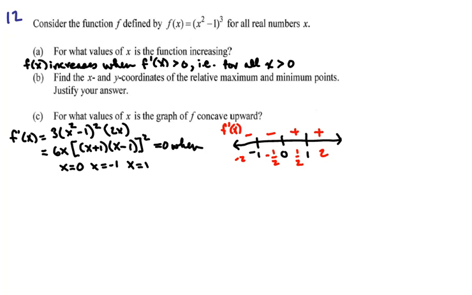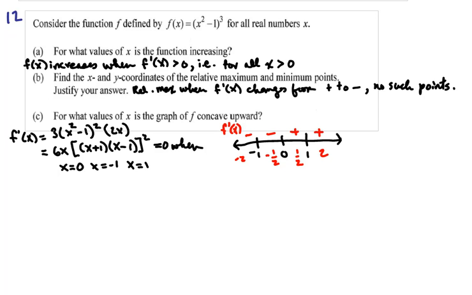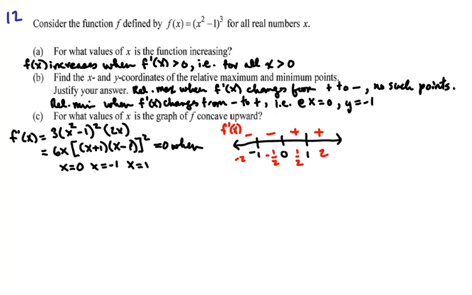Second, we want to find the x and y coordinates of the relative maximum and minimum points. Well, the relative max will occur whenever f prime of x changes from positive to negative, but there are no such points from our sign chart. The relative minimum will occur when f prime of x changes from negative to positive, and that happens when x is 0, y is negative 1. We find the y is negative 1 by plugging x equals 0 into the original function. We get negative 1 cubed, which is negative 1. Okay, so that answers part B.